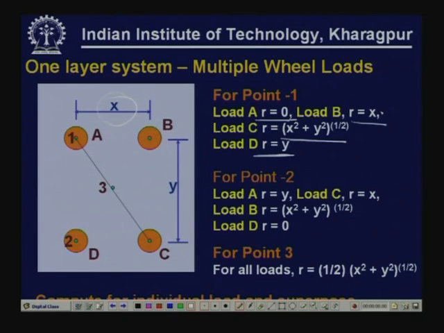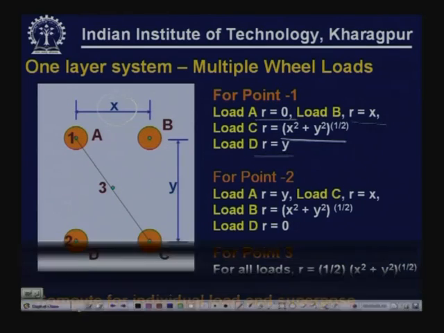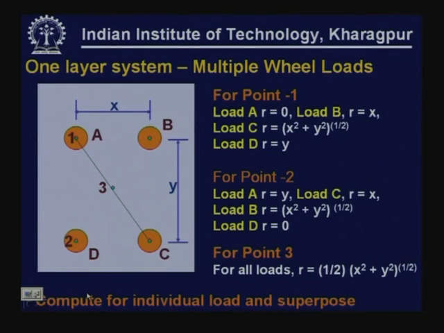Similarly, if we want to find out vertical stress for point 2, for load A, R will be y, load C, R will be x, load D, R will be 0, load B, R will be square root of x square plus y square. Similarly, for point 3, for all loads, R will be (x square plus y square) to the power 1 by 2. So, what we are trying to do here is basically compute for individual wheel load and superpose.